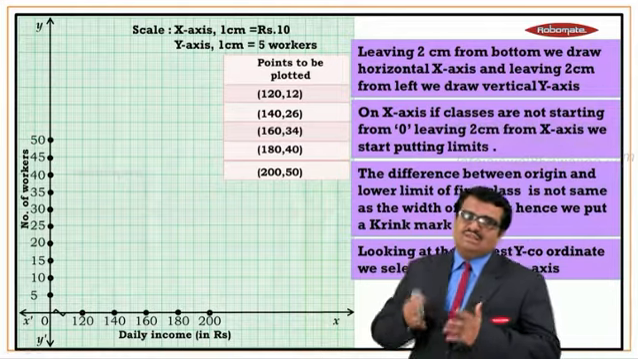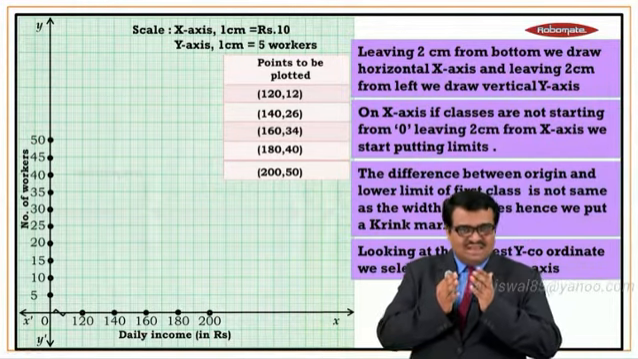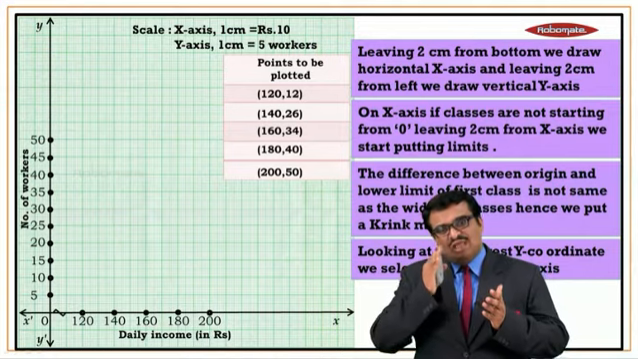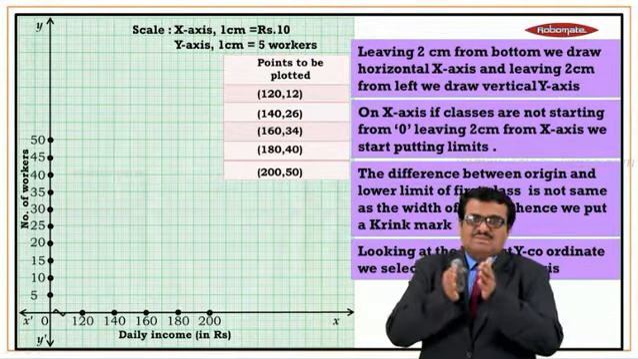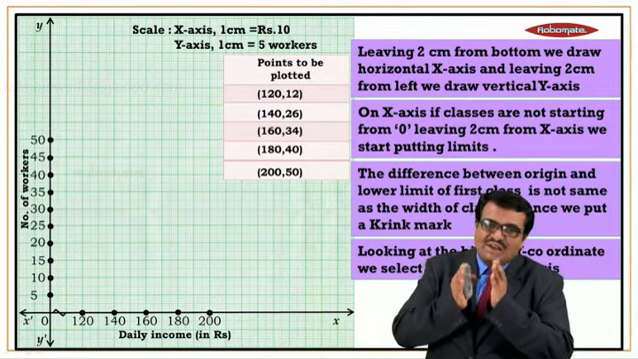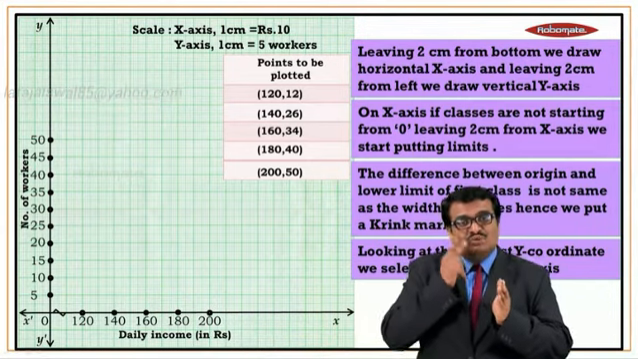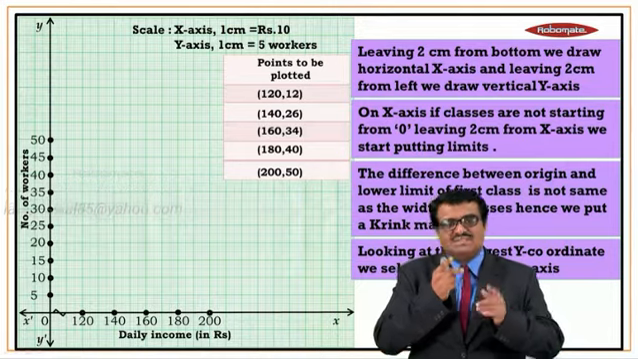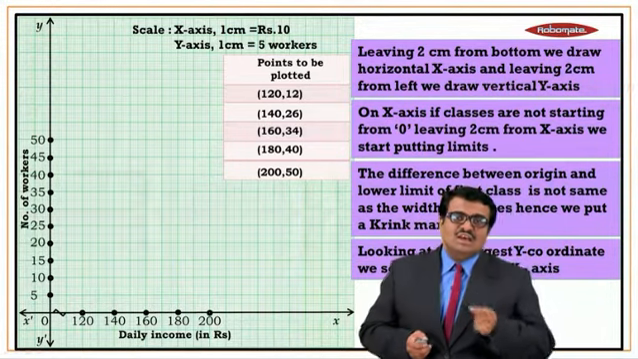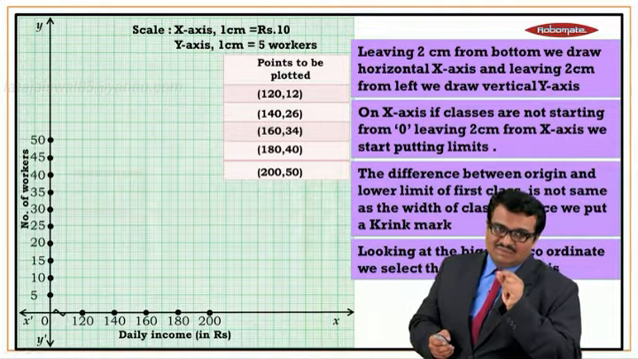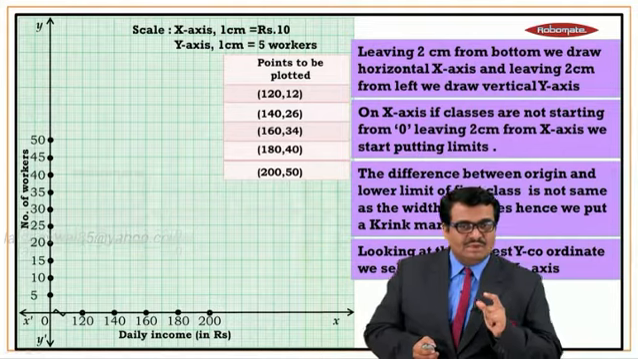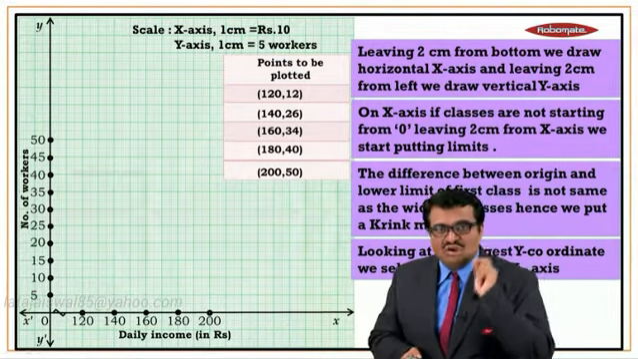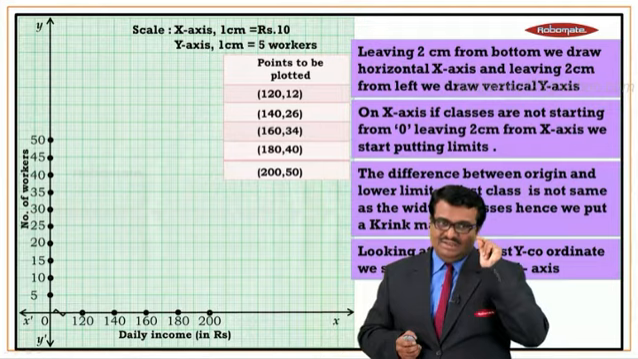So what is the scale on the x-axis? If you see the x-axis, take any two numbers. For example, if you take 160 and 180, how much gap did we leave between 160 and 180? 2 centimeters gap. And what is the difference between 160 and 180? It is 20 units. 2 centimeters is 20 units, which means 1 centimeter becomes 10 units. So the scale on the x-axis is 1 centimeter equals rupees 10, because it is daily income in rupees. And on the y-axis, we took 1 centimeter equals 5 workers. So the y-axis scale is also written there.